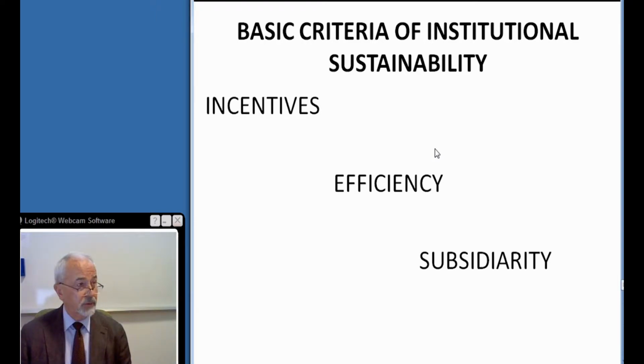From an economic point of view, but I see this as much more than economics, as an economist I follow my master, Professor Hurwitz, and his basic criteria of institutional sustainability. To have sustainable institutions, you need strong incentives to be a part of them, support them and obey the rules. And the institutions should be efficient. If they are not efficient, if they are costly, people will reject them and avoid following the rules.